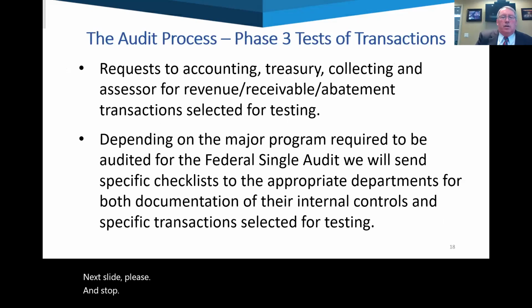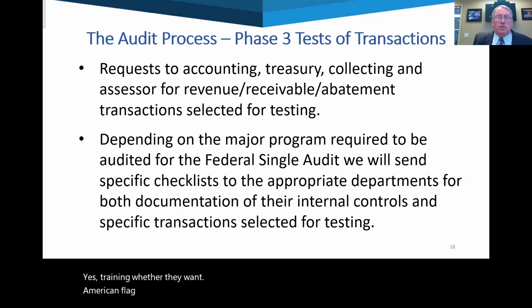So request to accounting, treasury, collecting, assessor for revenue, receivable, and abatement transactions to select for testing. And one of the things you're noticing here is that the requests that you get are more than one department, because each one of these particular departments touch that particular transaction that we may have selected for testing. So it's not a simple checklist that's like, okay, here's what we need, and this is what you need to supply to us. Now, it's not asking about your system, it's seeing whether or not how you defined your system is operating as intended.